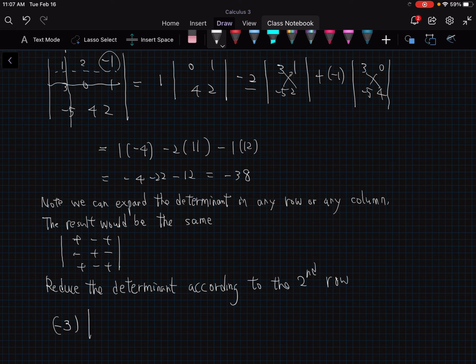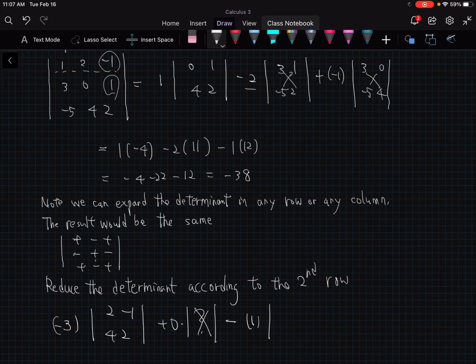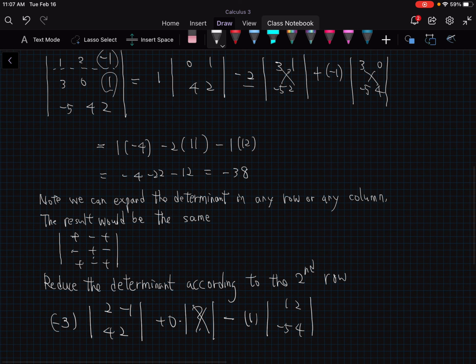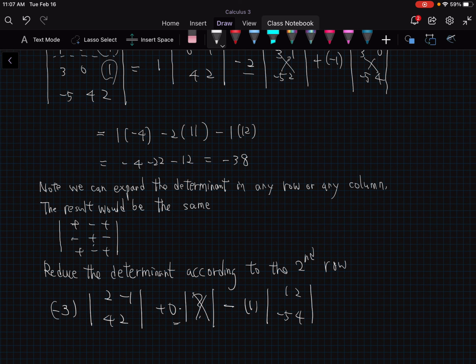Let me just do this, right? Cross out this, you get 2, negative 1, 4, 2, then plus 0. Well, I don't really care about that because that's a 0, so you don't have to worry about it. Minus, finally is 1, so it's 1 times 1, 2, negative 5, 4. As you can see, if there is an entry 0 in what you expand along, you're going to save a lot of time.